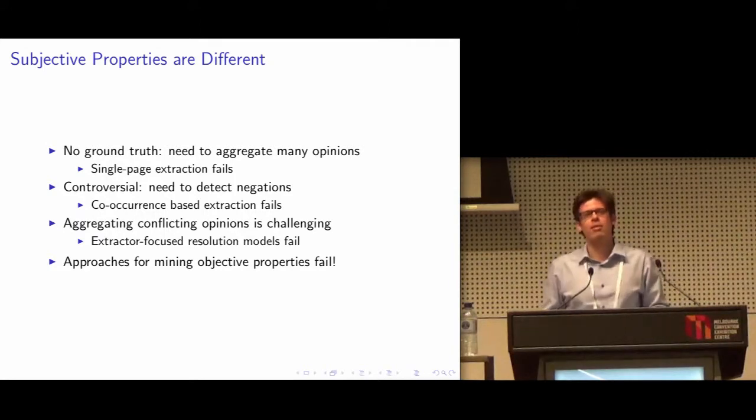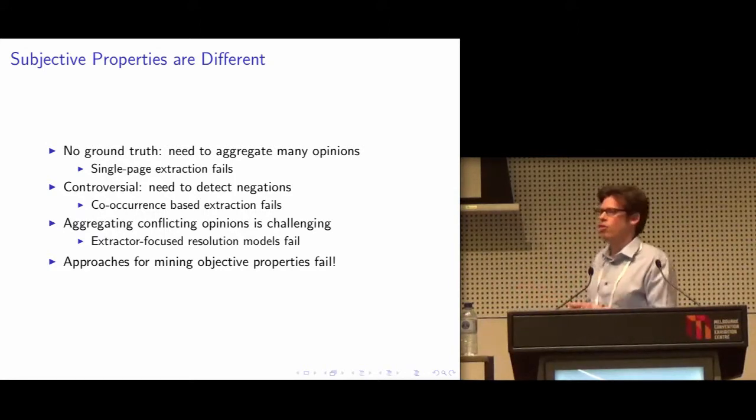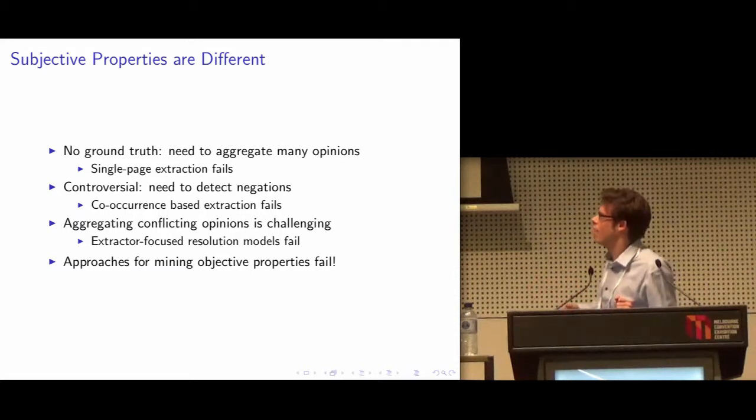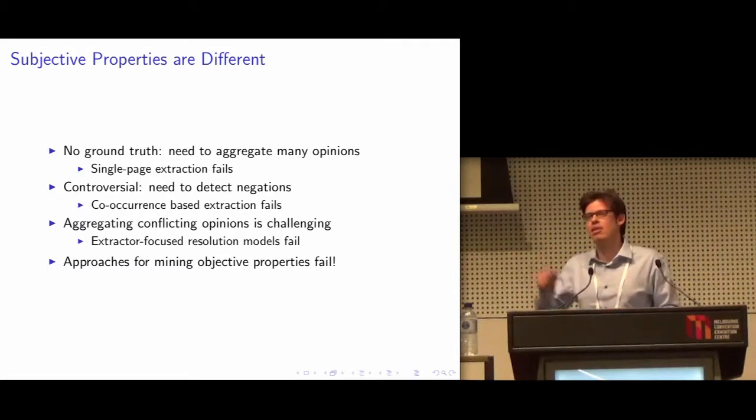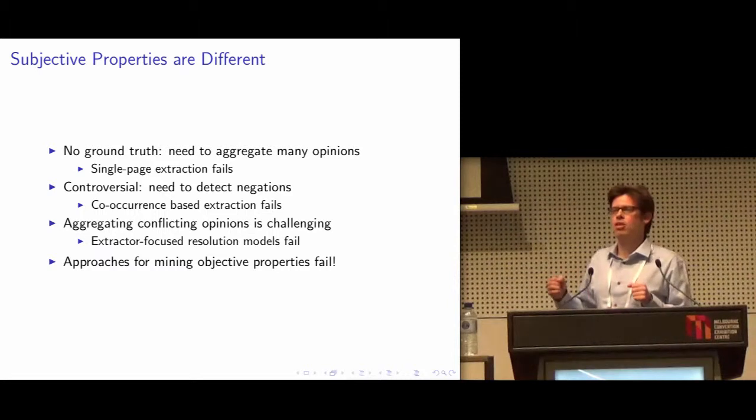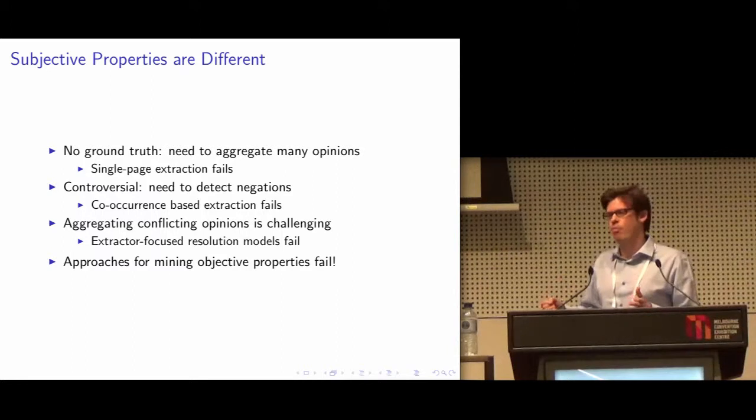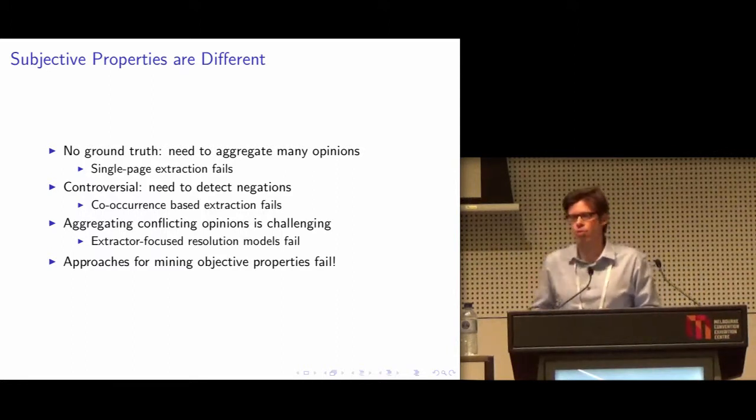Also, subjective properties are often very controversial, so we need to clearly distinguish statements claiming that a property applies to an entity from statements claiming that a property does not apply to an entity. And as we will see a little bit later, it is actually very challenging to infer the dominant opinion from the aggregated statements that we collect on the web. And for all those reasons, as we will also show in the experiments, approaches for mining objective properties work quite poorly for mining subjective properties.